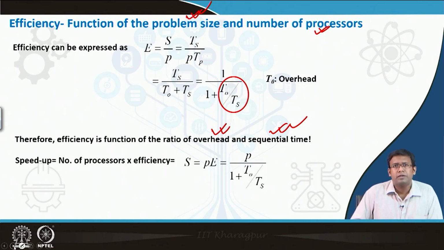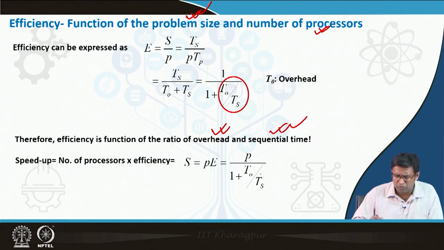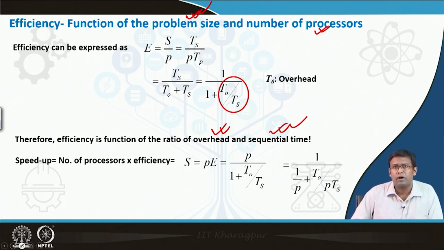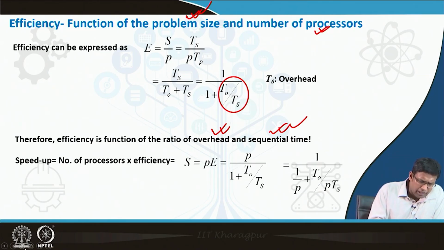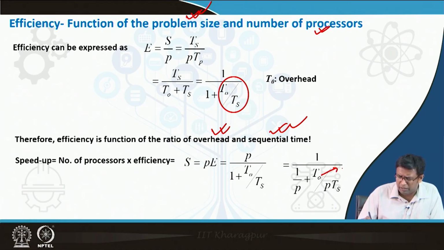So, speedup is the number of processors times efficiency. Simply, we can write Ts by Tp, which is P into 1 by (T0 plus Ts), or 1 by (1 by P plus T0 by P Ts). Now we can see that in case the overhead is very small, say T0 is a small number, in case it goes to 0, speedup becomes 1 divided by 1 by P, or speedup is equal to P. In that case, speedup is equal to P.